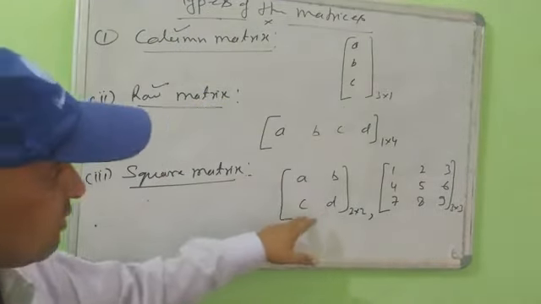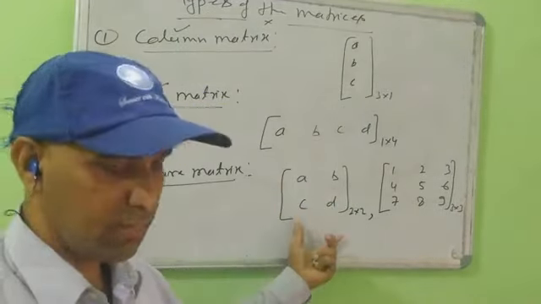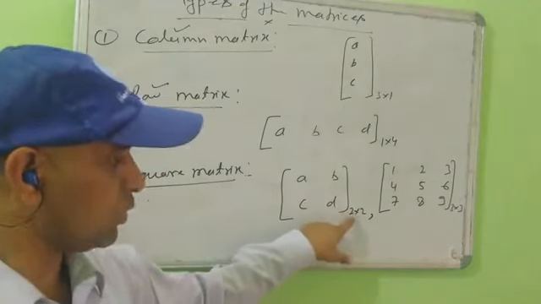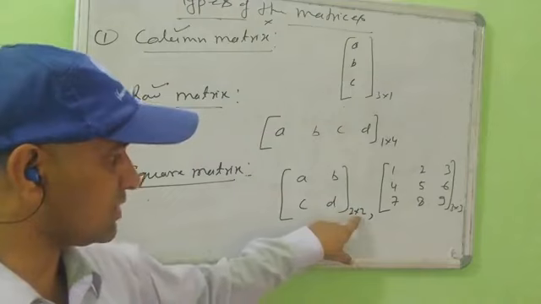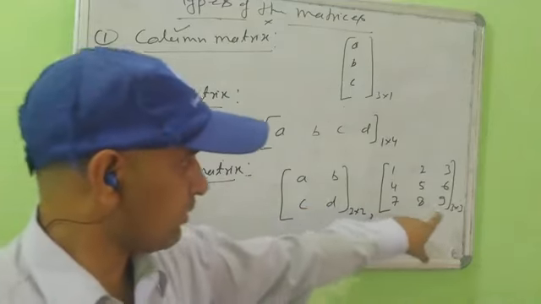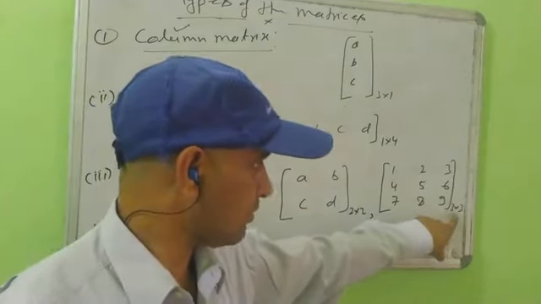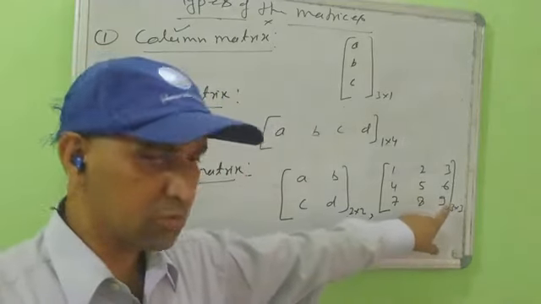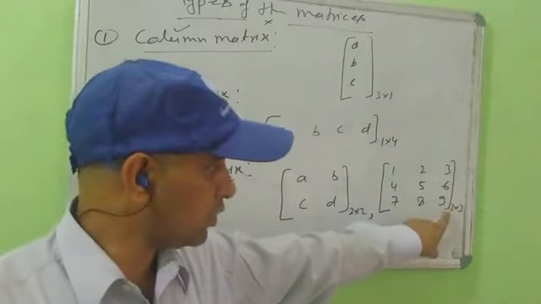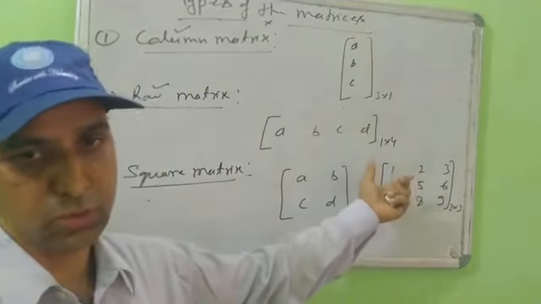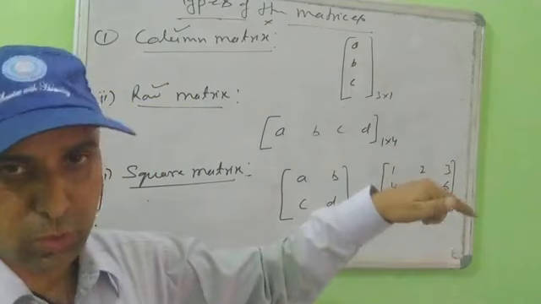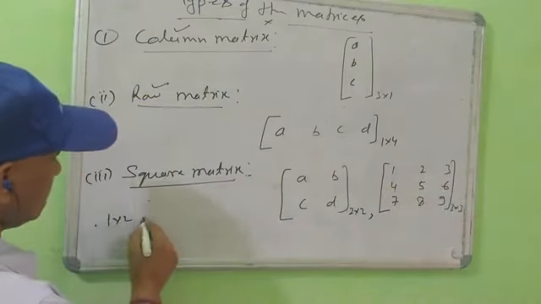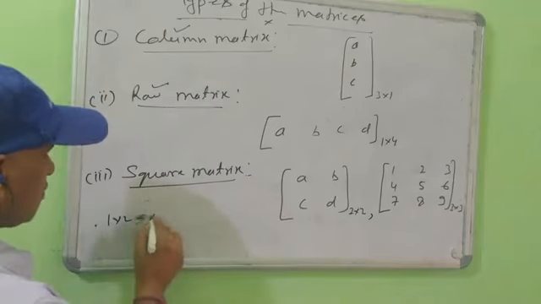It does not matter how many rows or columns there are. Suppose the matrix is 2 into 2, the number of rows and columns is the same, so it is a square matrix. If you make it 4 into 4, that is also a square matrix, and 5 into 5 is also a square matrix. But if you write a 1 into 2 matrix, this is not a square matrix.